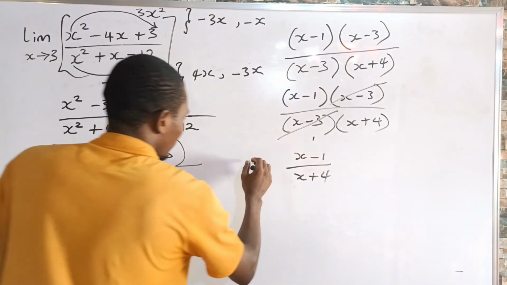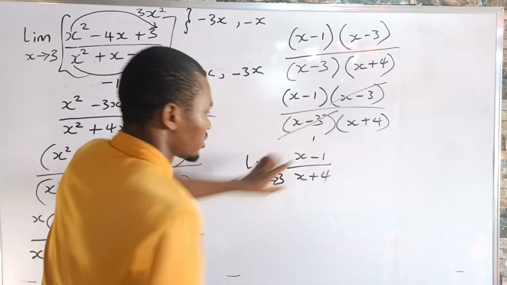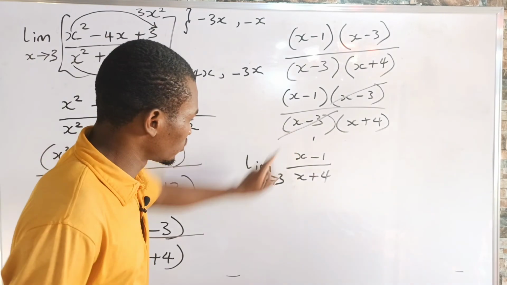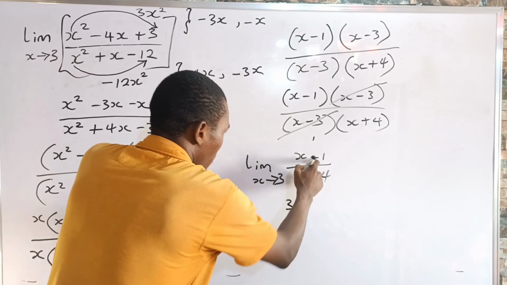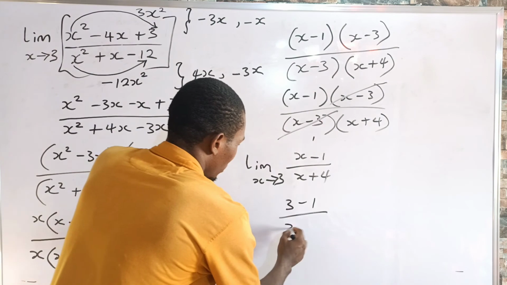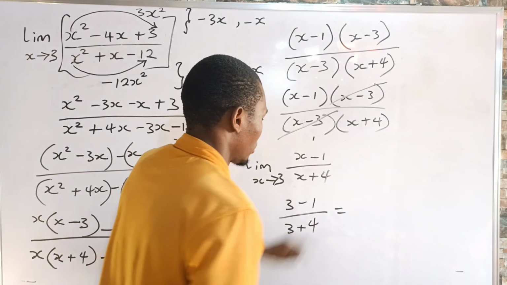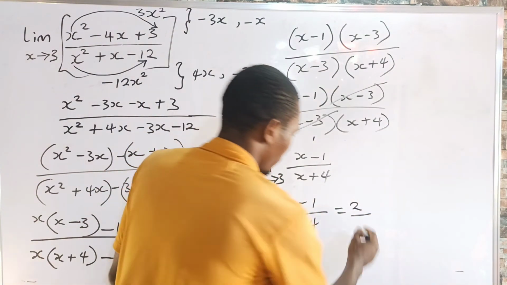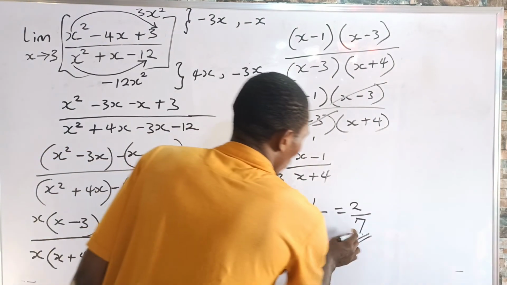So you now add here that the limit as x tends to 3 of this given fraction will now be, whenever we see x here, we substitute it with the limit value 3. Then we have x now as 3, minus 1, all over, we also have x here as the same 3, then plus 4, and that is equal to: 3 minus 1 will give us 2, all over 3 plus 4 will give us 7. So our answer for this given question is 2/7.